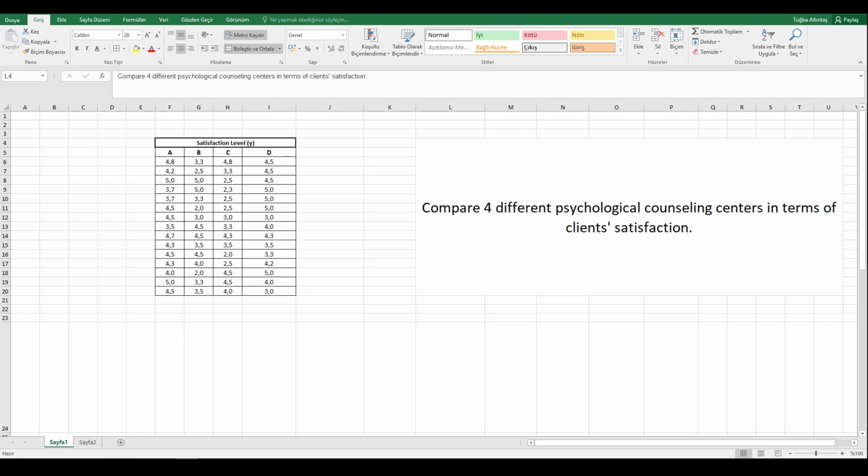Before, I explained the whole process of hypothesis testing by one-way ANOVA, and here we'll repeat the application with a hypothetical example. We observe a total of 60 clients from 4 different psychological counseling centers A, B, C, D, and we gave them a satisfaction scale with a 5-point Likert scale and measured them. There are scores for center A, center B, center C, and center D. Now I want you to compare the 4 groups in terms of client satisfaction levels.